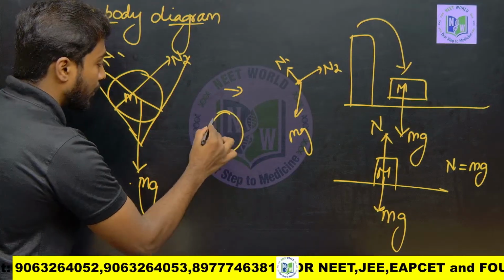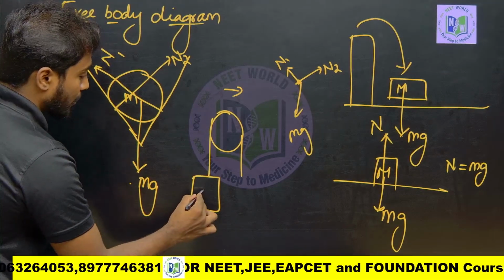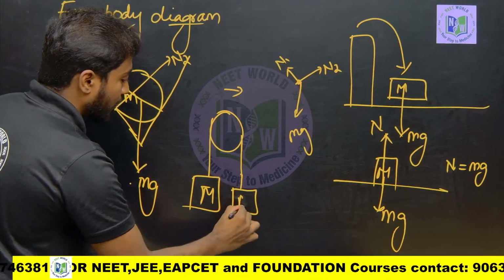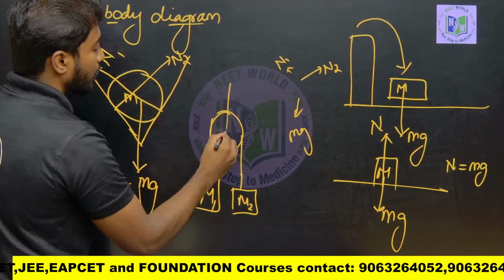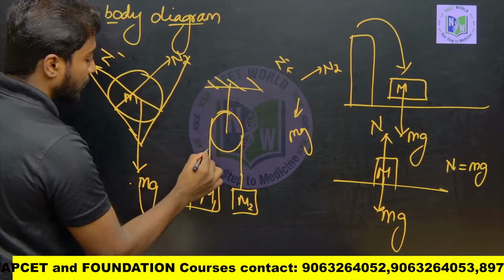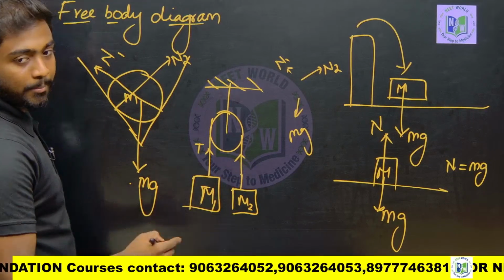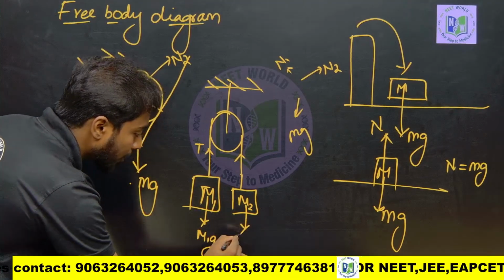Then we can take an object like this, m1 and m2. Now what are the forces? One is tension, and mg. This one has tension, the same tension, because it is the same string. This one will be m1g and this one will be m2g.